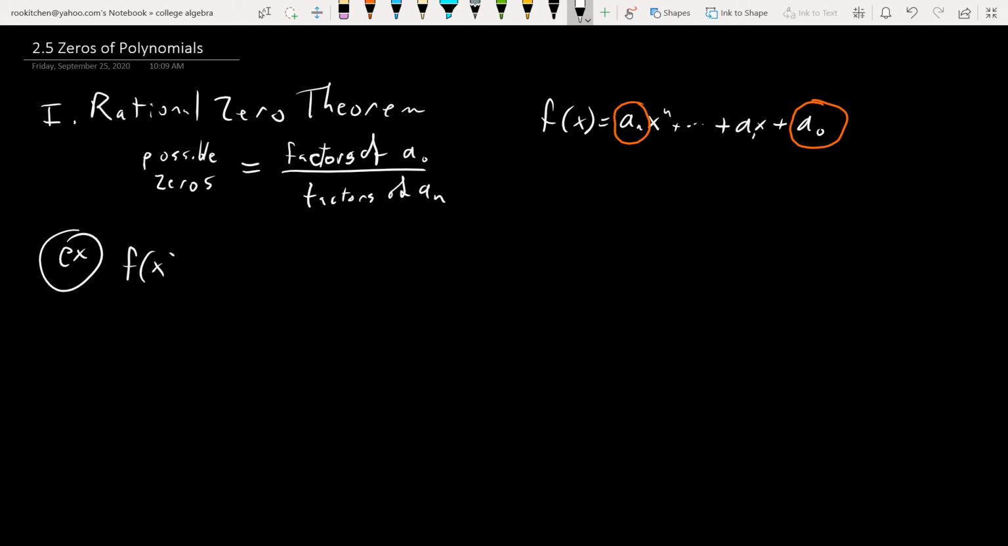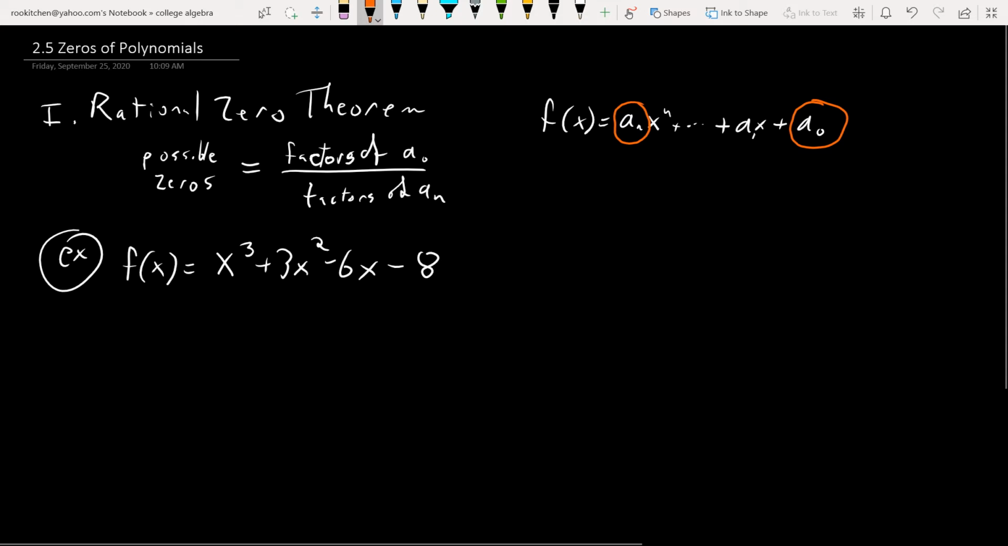We have f of x equals x cubed plus 3x squared minus 6x minus 8. Okay, so nothing really matters except that last term and the first term, and the thing in front of the x cubed is a 1. So that's the stuff that matters. That's what we're looking at, and what we're going to do is consider all of the factors of 8, negative 8. So it's going to be 1, plus or minus 1. I'll just write 1.